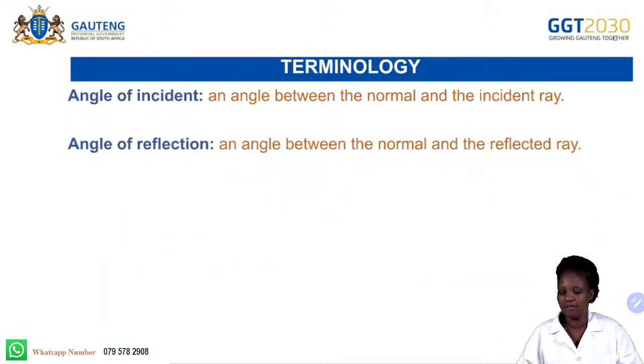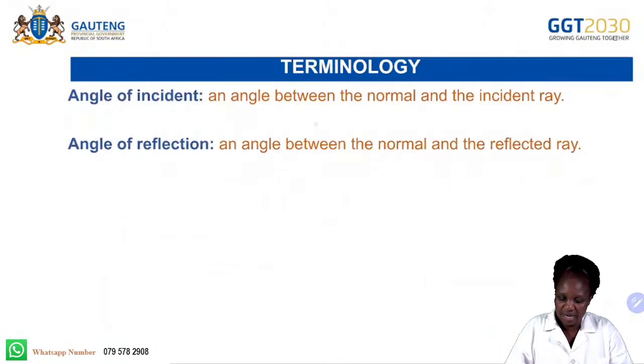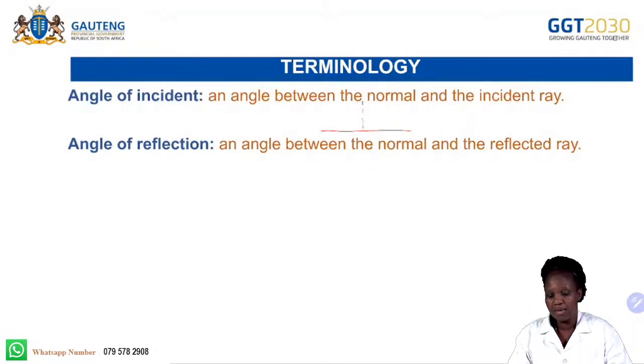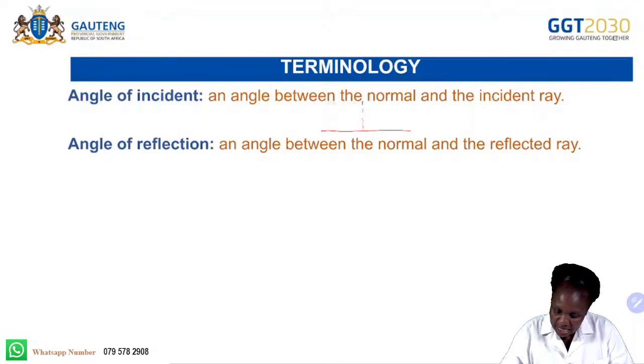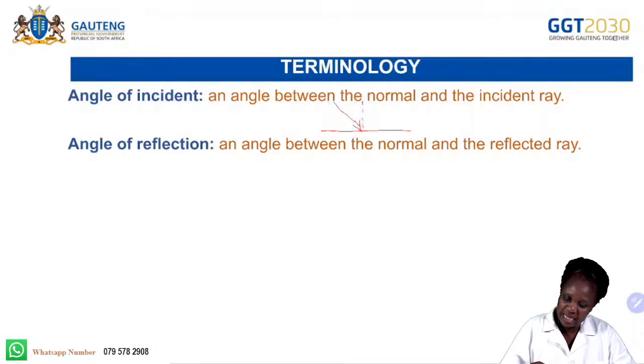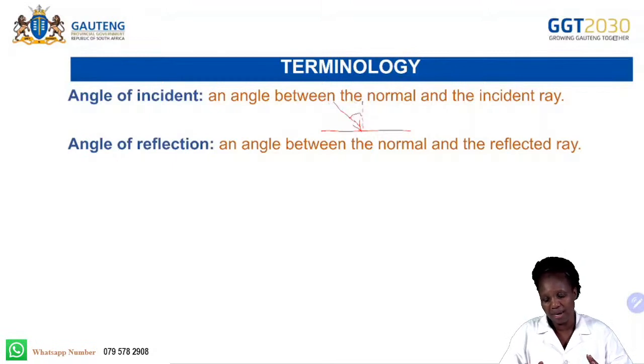Angle of incidence, an angle between the normal and the incident ray. Do you understand that? All right. Let's say this is the surface, and then this is the normal. Remember, the normal, we say it is an imaginary line. And then this is the incident ray, an incoming ray. We're talking about the angle from the incident ray to the normal. This is the angle we are talking about.